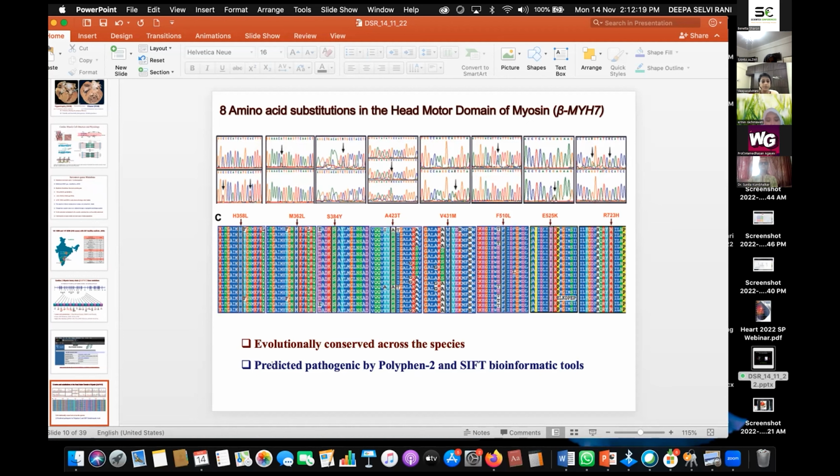Why only these mutations? Because everyone knows that the head motor domain is the one which binds to the active sites on actin and regulates the muscle contraction. So this is the functional domain, and the mutations present in this motor domain we analyzed further. We found that out of 8 mutations, except alanine to threonine at 423, the other 7 mutations were evolutionarily conserved across species and predicted pathogenic by PolyPhen-2 and SIFT bioinformatic tools.